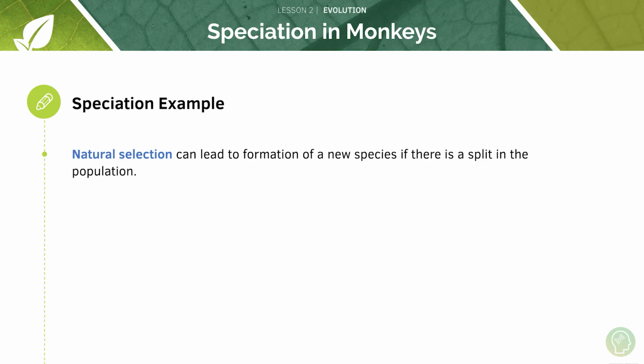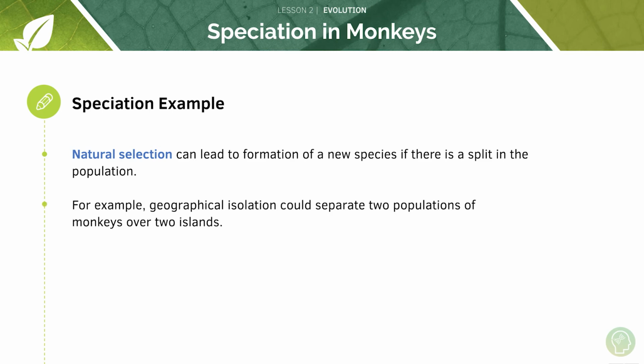So natural selection itself not only leads to evolution, but also within that it can lead to formation of a new species if there is a split in the population. So for example, geographical isolation can separate two populations of monkeys over two islands. So geographical isolation could be formation of a mountain range or cutting through a valley by a river, for example.